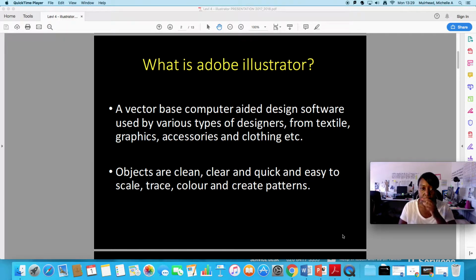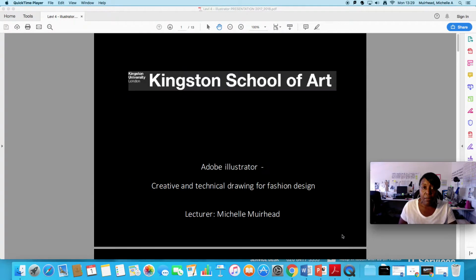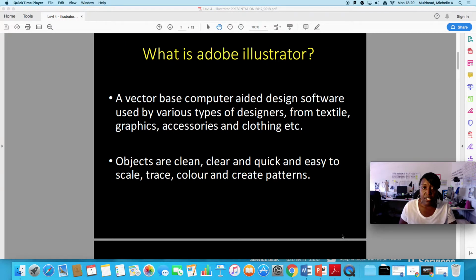With patterns, often you need to do repeat patterns, and doing that by hand would be very, very difficult, and by any other program other than Illustrator and Photoshop, you may find that a little bit difficult. So let me just go to the next slide.